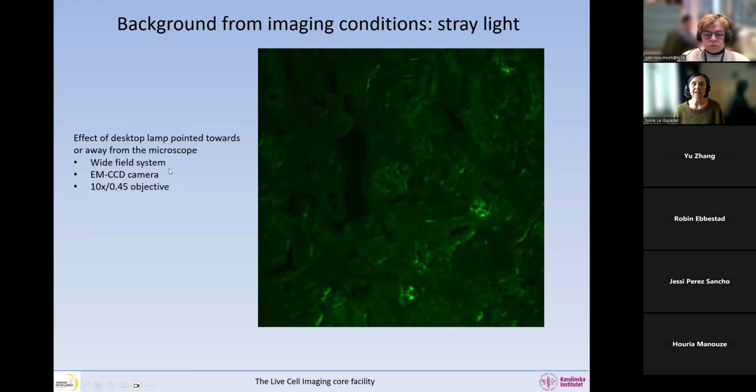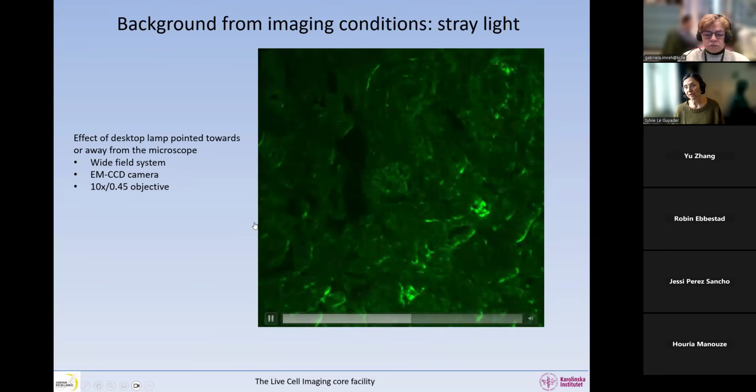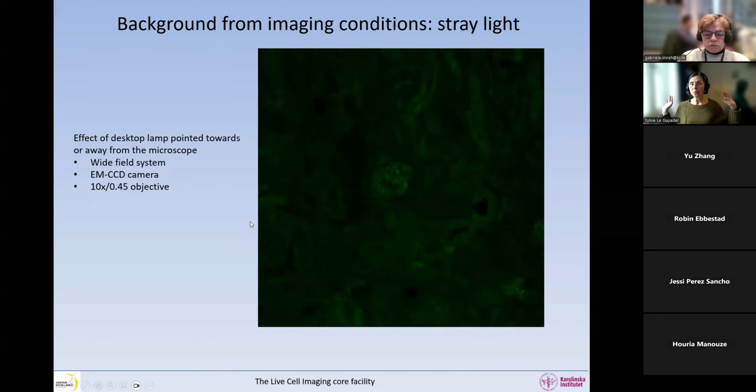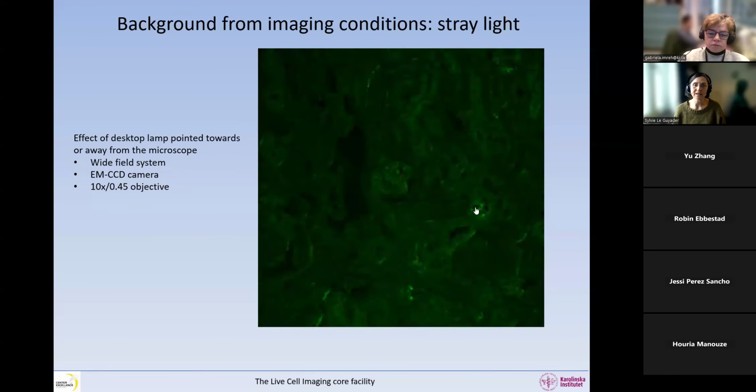And this is visible in a system that does not have optical sectioning, because clearly on a system that does optical sectioning, you're going to throw away the light that comes from the out-of-focus plane, and the light that is on the desktop is out of your focal plane, so this light will be thrown away.